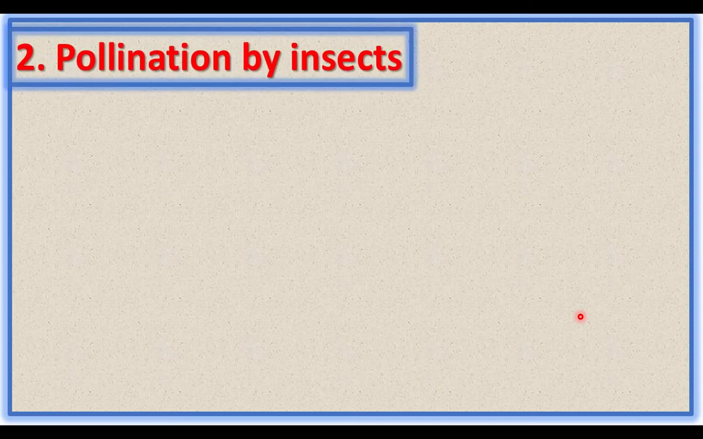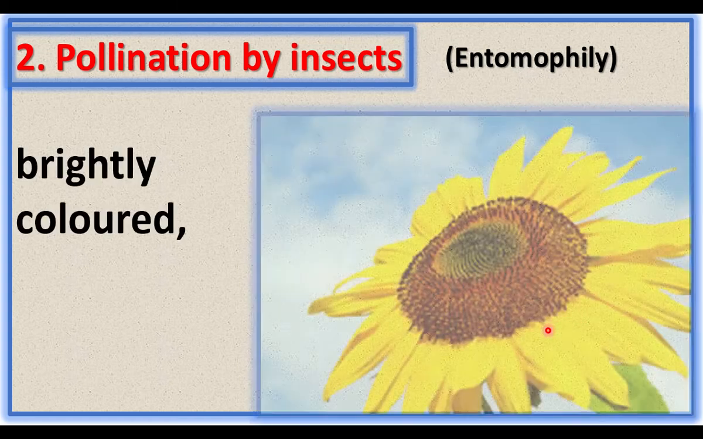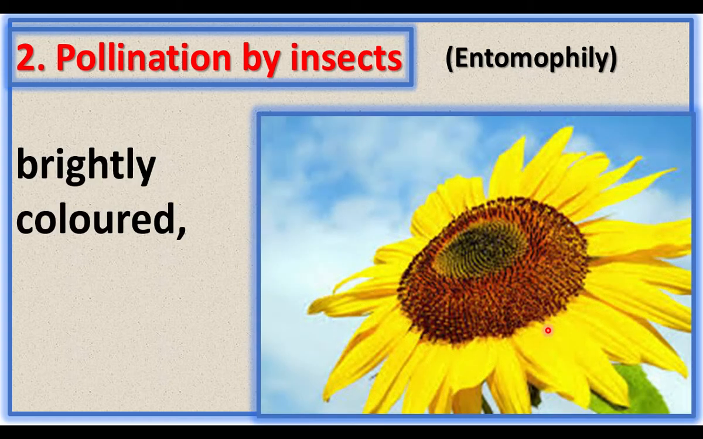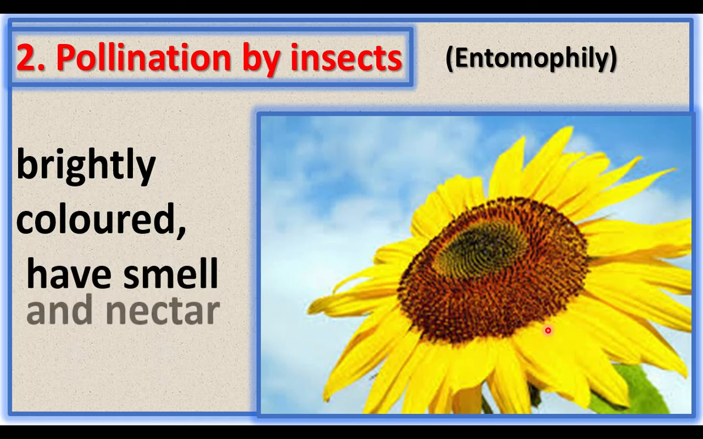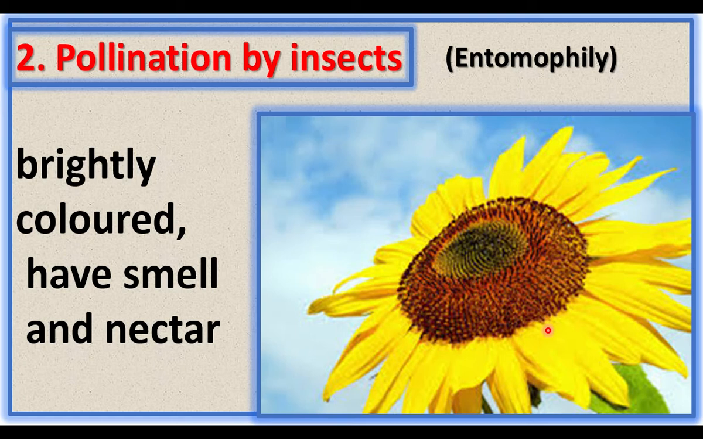Pollination by insects is called entomophily. Study of insects is called entomology. Flowers pollinated by insects are attractive. They are brightly colored to attract the insects. They produce sweet smell and they produce nectar. Nectar is a food for insects. Nectar is a sugary substance. The brightly colored flowers, the smell and nectar attract the insects for pollination.